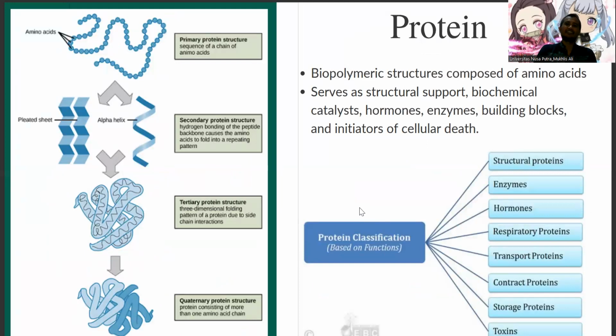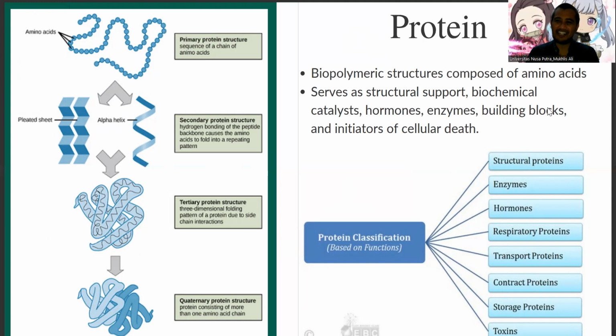Okay, the next biomolecule is protein. We know protein is a biopolymeric structure composed of multiple amino acids. If we talk about protein, it has different functions.